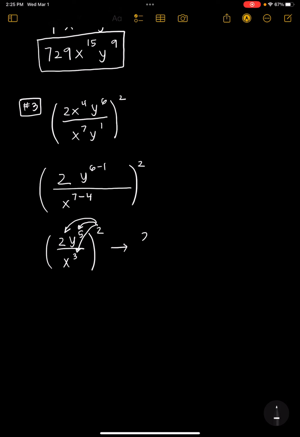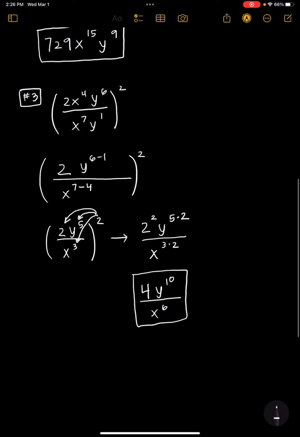So I'm going to have 2 squared y to the 5th times 2 over x to the 3rd times 2. And we can simplify that. 2 squared is 4, and then we'd have y to the 10th because 5 times 2 is 10 over x to the 6th because 3 times 2 is 6. And this is my final simplified answer.